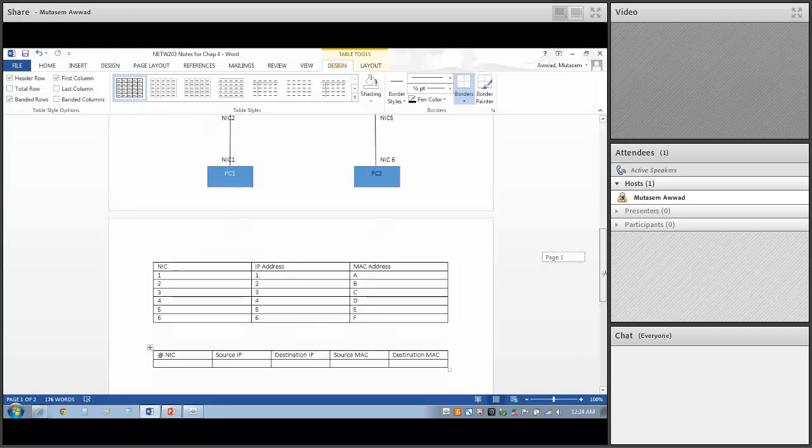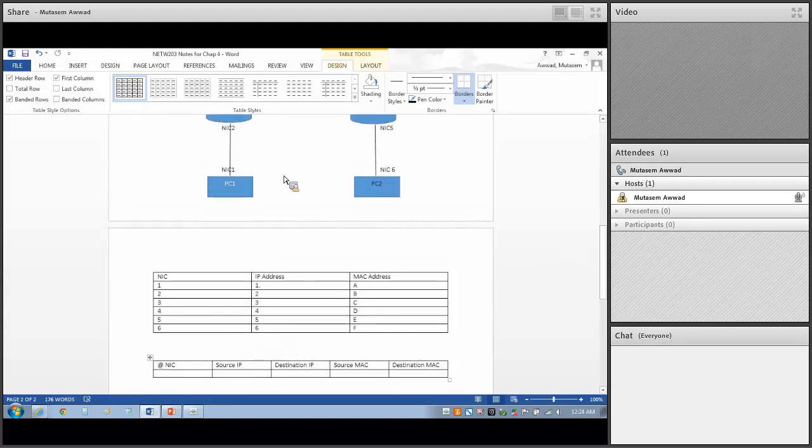So let's say right here, after you finish creating, at NIC 1, would be this IP address. The source IP address will be this guy's IP address, which is IP address 1, right? What would be the destination IP address on the packet? It will be PC2's destination IP address, right?